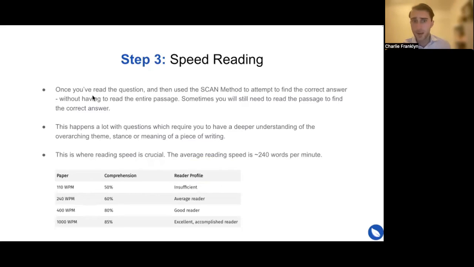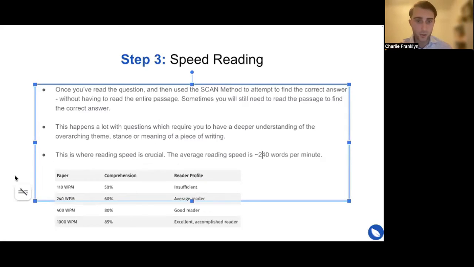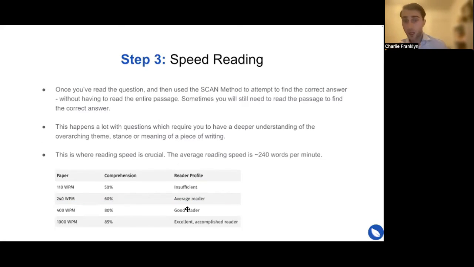And so what does this mean? Essentially, the biggest thing with speed reading is you want to first understand how fast you currently read, and then we want to figure out a way of getting you faster. In terms of what's average, the average reading speed is around 230 to 240 words per minute. A good reader will be around 400 words per minute. A bad reader will be around 110 words per minute. I doubt anyone on this call is at that level. And an excellent, accomplished reader who is a speed reading expert will be at about 1,000 words per minute.